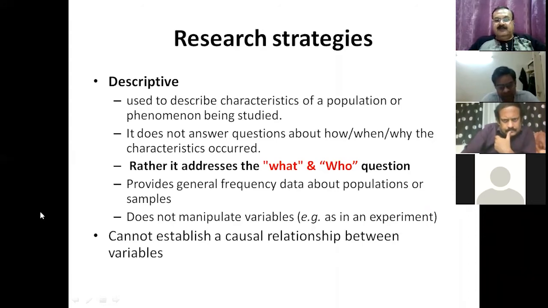And at the end of the day, you find which population is, or who is, dying from COVID. So it does not establish a causal relationship between variables because you cannot study any more variables. You can simply say what is happening and to whom it is happening.